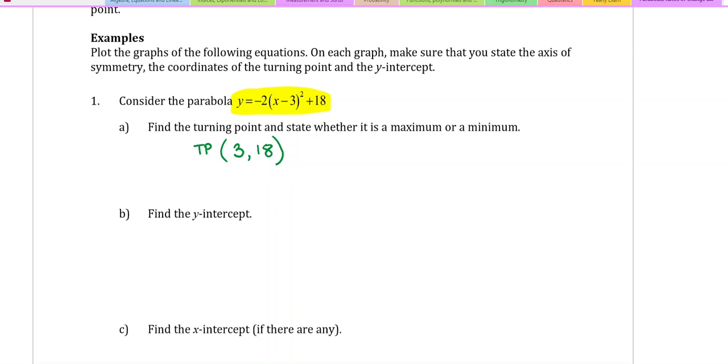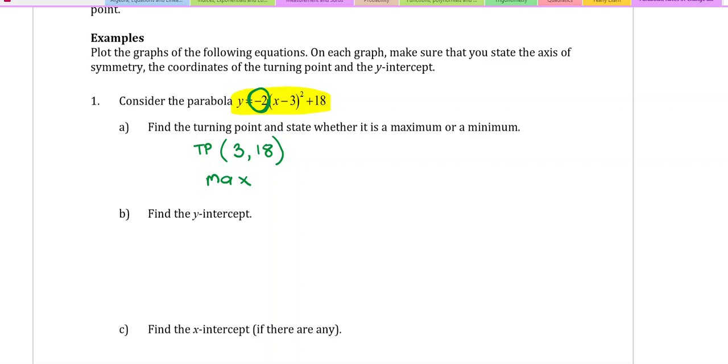We also need to work out whether this is a maximum or a minimum. So the minus 2 in front of the bracket, the minus more specifically, means that this parabola is concave down. So that's not an accurate diagram. I haven't worked out any of the intercepts, but that's what concave down looks like. So that means if there's a turning point at the top here, that is going to be the maximum value that that parabola gets to. So this one, because of that minus sign, this is going to be a maximum.